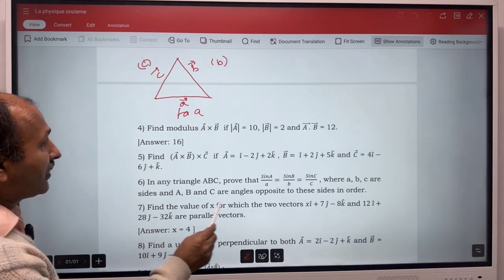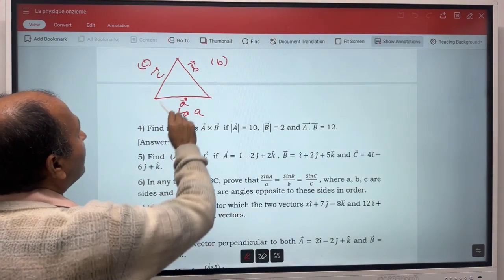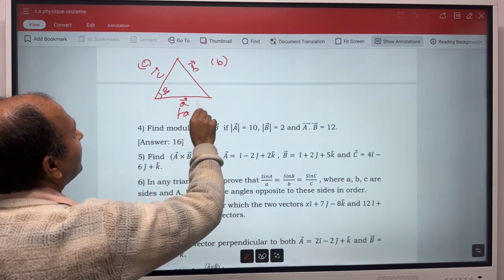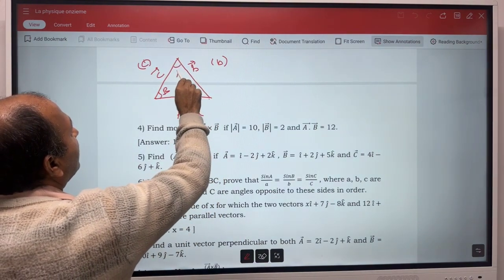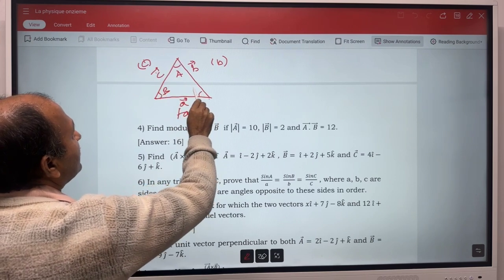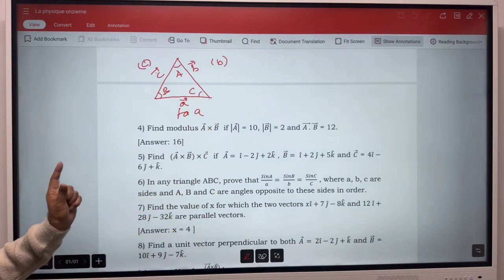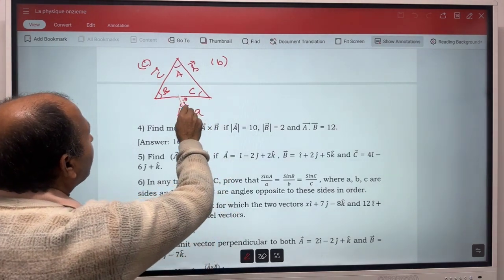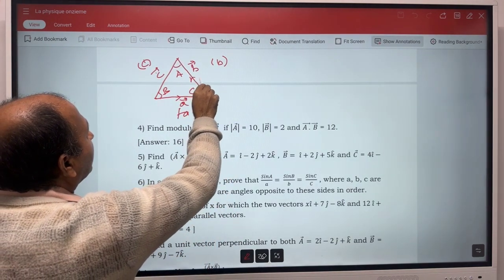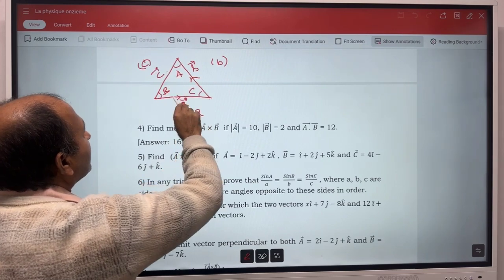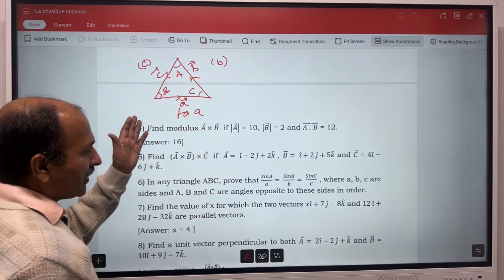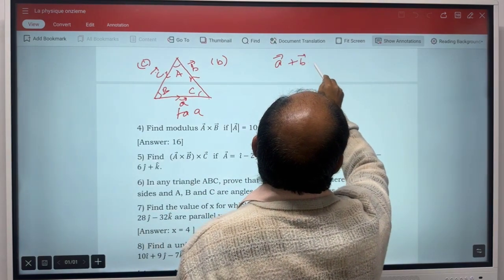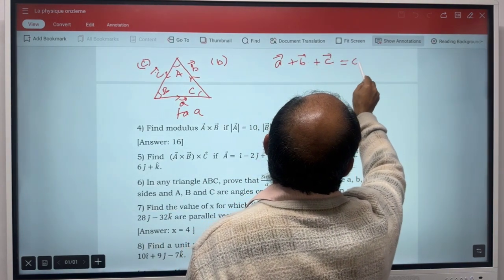Now it is given the angles opposite to them. So this is angle B. If this is vector A, then this will be angle A, and this is vector C, this is angle C. Now here these vectors are cyclic, meaning they move in the same direction. So in case of cyclic vectors, vector A plus vector B plus vector C gives 0.